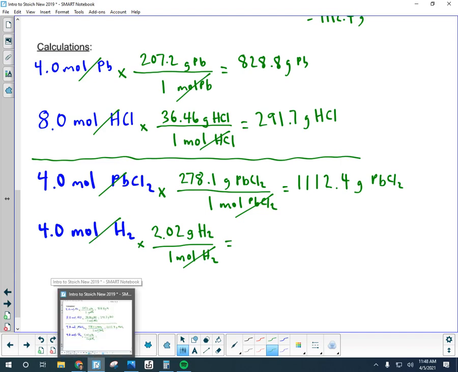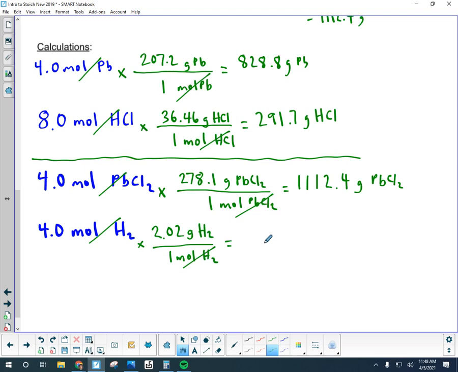So again, if we multiply by grams per 1 mole, moles will cancel. That will come out to be, I think we can do that in our head maybe, 8.08 grams of H2. And if I keep it consistent to 1 decimal place, I'm going to round that to 8.1. Because if I were to add these anyways and round for sig figs, I would need to round to the 10th place.